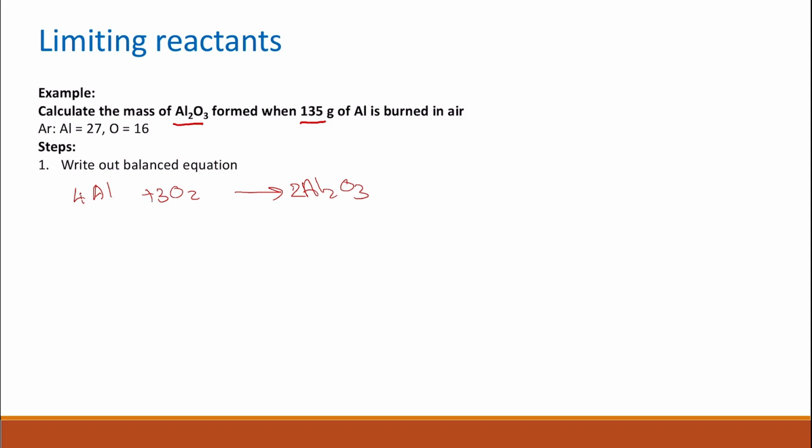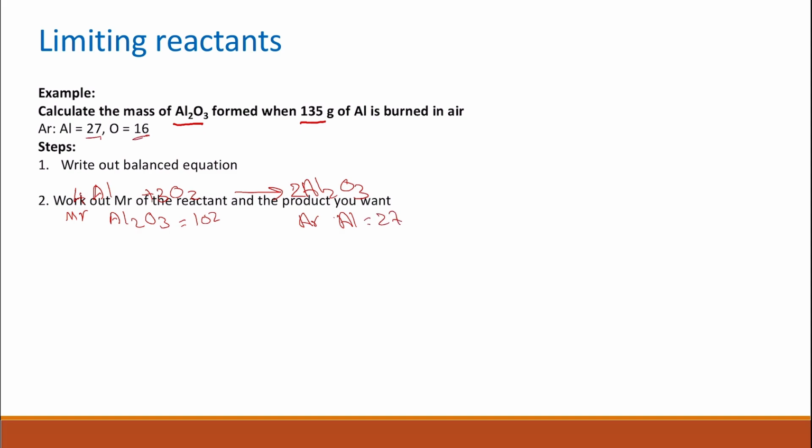After you balance the equation, you start with the second step, which is to work out the formula mass of all the reactants and the products that you want. You will only consider the reactants and the products you want. You're not considering anything else. So the relative formula mass of aluminum oxide equals 102 and the relative atomic mass of aluminium equals 27.